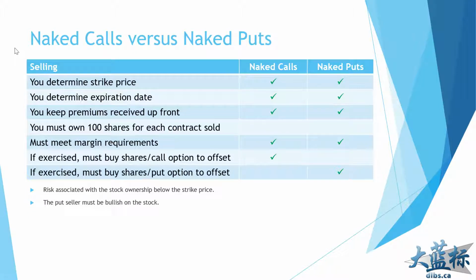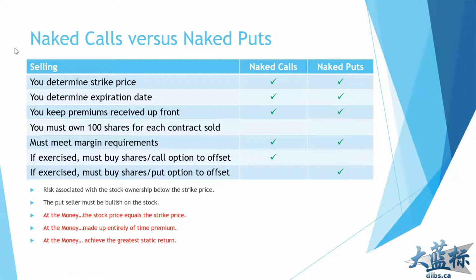So for the put seller, and you in this case, you must be bullish on the stock. You cannot be selling put contracts against companies that are going down and down and down. Although at the money is when the premiums are the highest, but that's purely made up entirely of time premium, and it's also the greatest risk because you're already at the money. That has the highest chance of getting exercised.